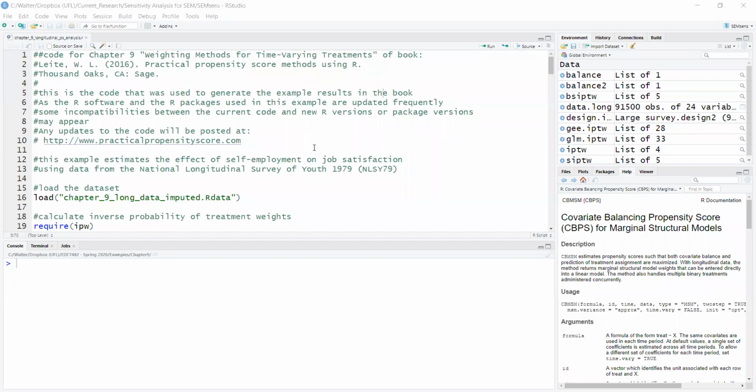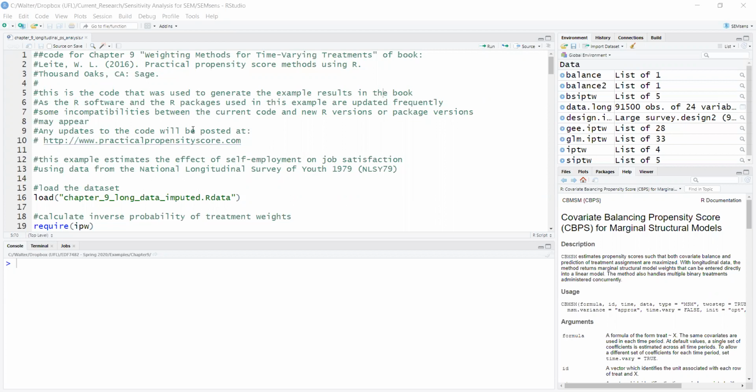This is Walter Leite, and in this video, I will demonstrate how to use R and RStudio to perform a propensity score analysis with time-varying treatments. This is part of chapter 9 of my book, Practical Propensity Score Methods Using R.